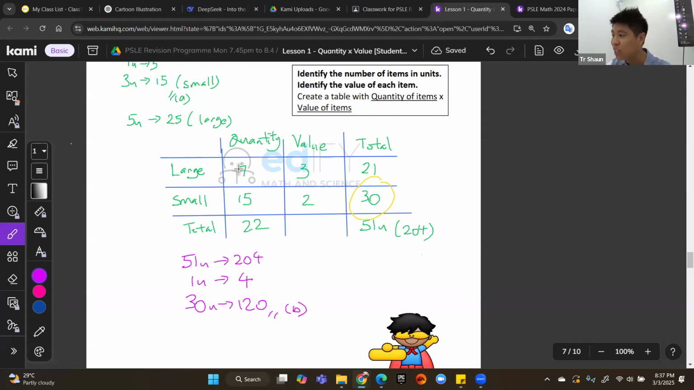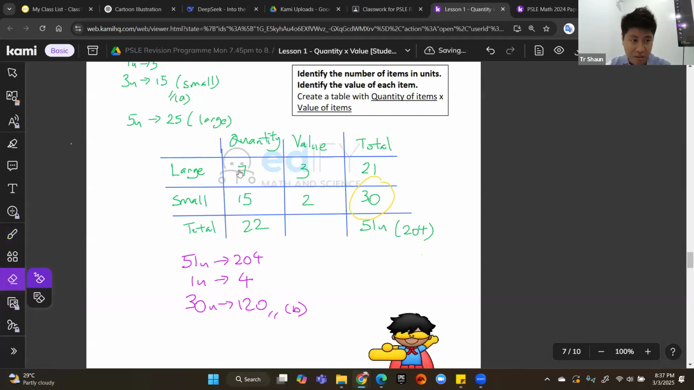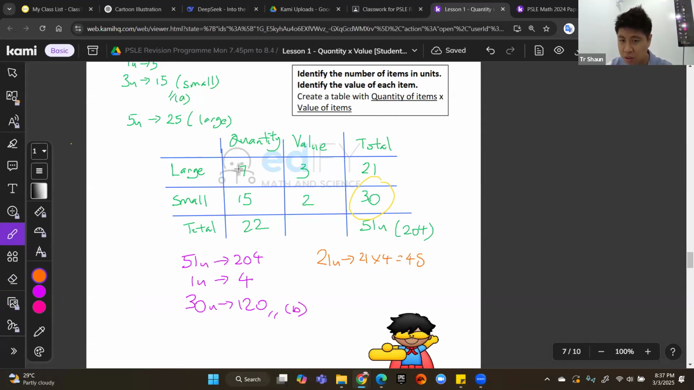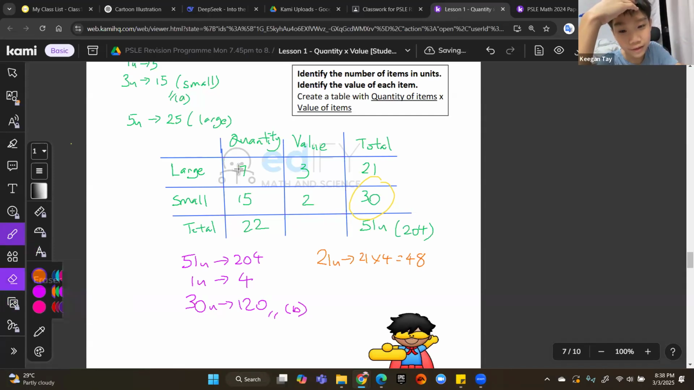Here is 2 marks. Can I do the last one? How many more cherries does he need for the remaining cakes? So you can see I want to find out large has how many cherries first. So large is 21 units. 21 times 4 will give me 84. Sorry, 84.